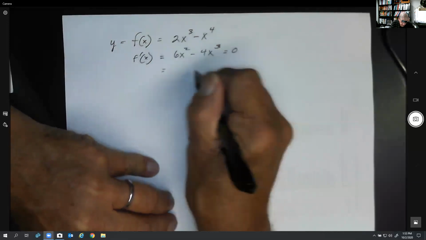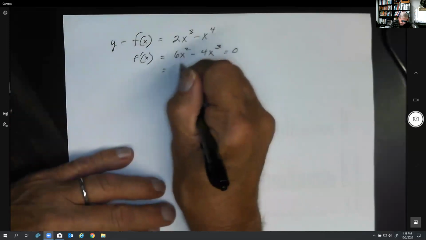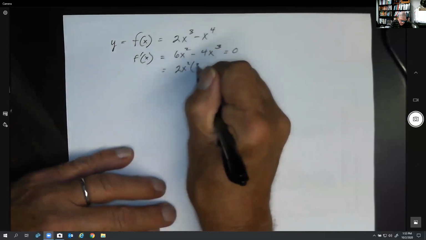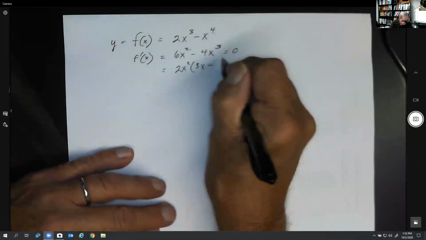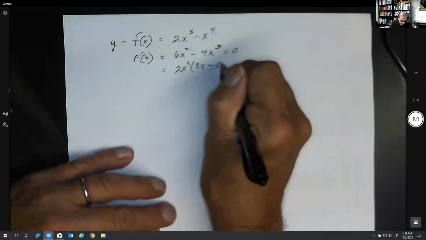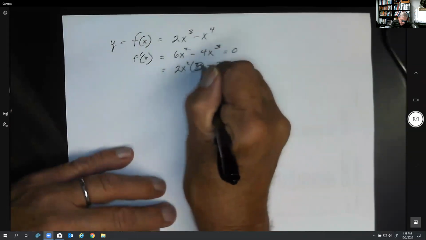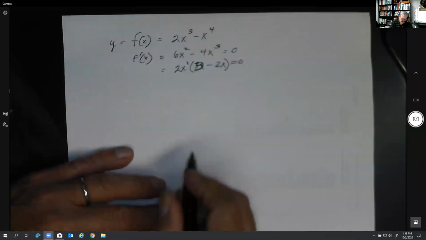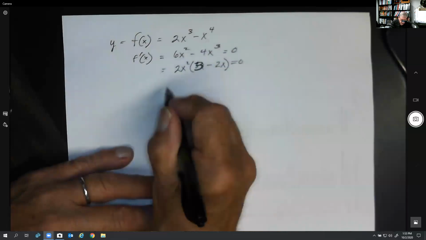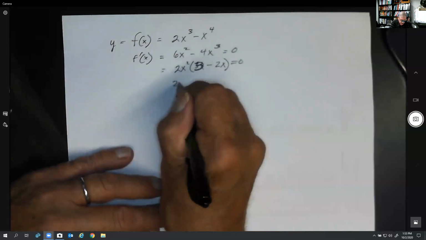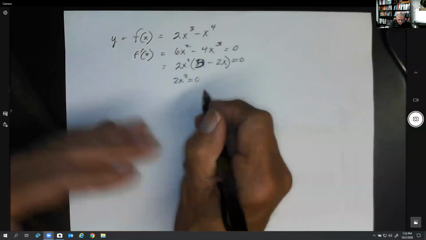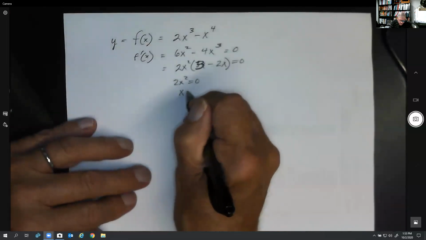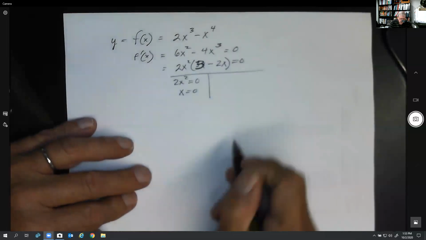Let's factor. Let's see, we could take out a 2x squared even. So that gives me 3x minus 2x. No, it gives me 3 minus 2x. There we go. All right, now I'm going to factor those down. 2x squared equals 0. Well, the only thing that would work is a 0 to solve that. So x is 0. It's one of the critical points.